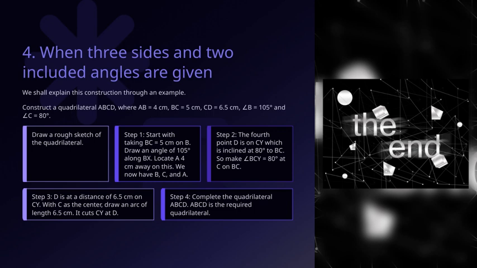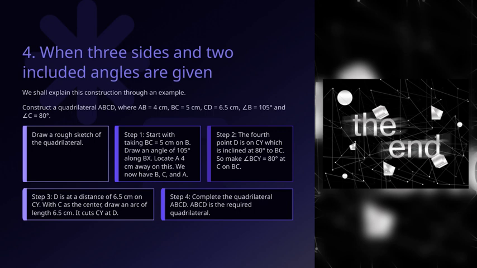Step 1. Begin with segment BC, measuring 5 centimeters, and place it on your paper with B and C appropriately. Then, draw an angle of 105 degrees along a line from B, which we can call BX. Next, locate point A by measuring 4 centimeters from B along this angle, ensuring it aligns properly. Now, you have points A, B, and C positioned.